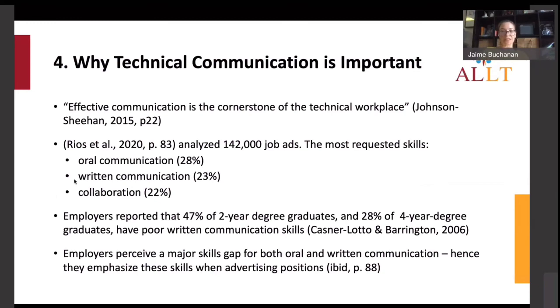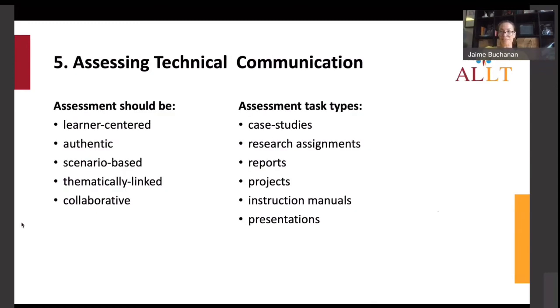So clearly, technical communication is a key skill. This is extremely important. All right, I'm going to pass it back over to Peter now. He's going to discuss very briefly how we assess.